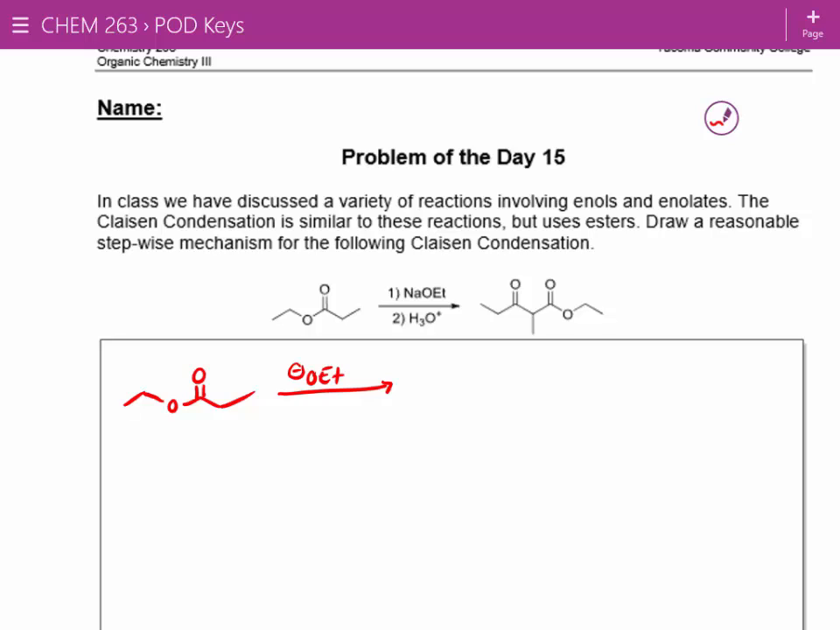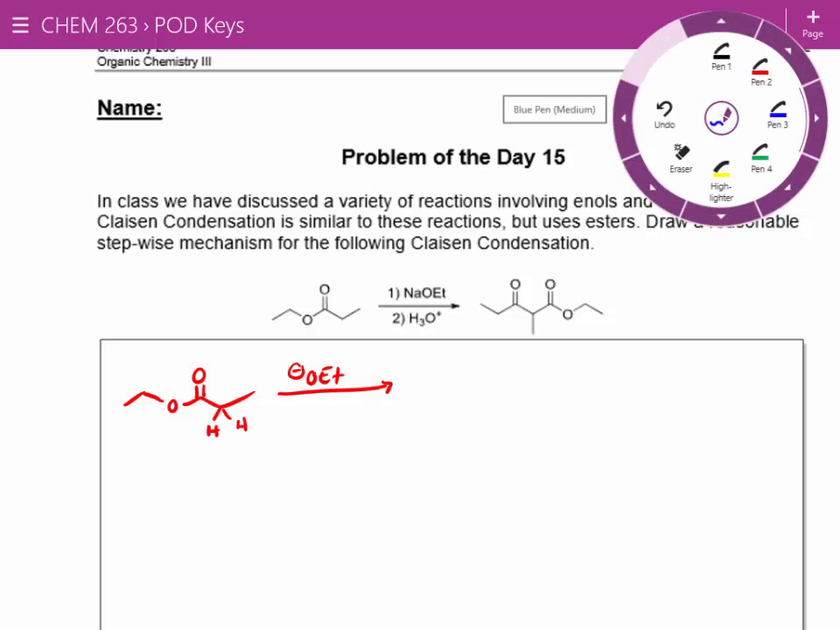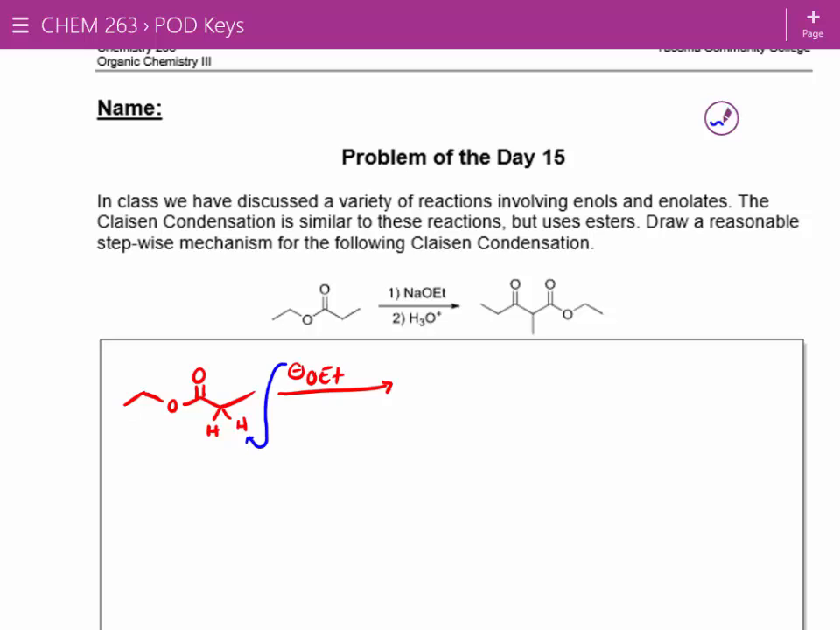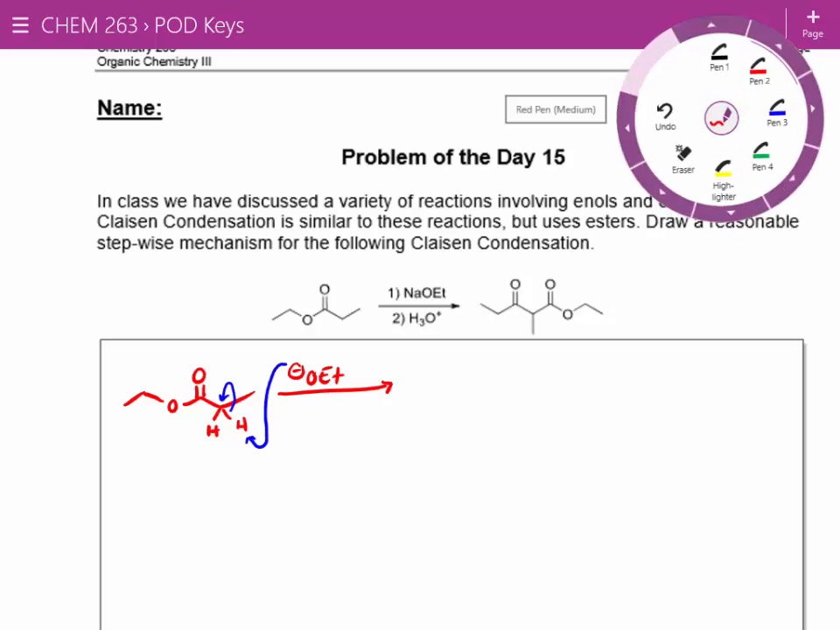Can this do nucleophilic acyl substitution? Yes, but does it matter? No, because it gives you the exact same product out. So we could have ethoxide come in, attack into your ester, and then kick off your alcohol, but you get to the same product, right? You wouldn't be changing anything. So in this case, the only useful thing it can do is act as a base, and it will grab an alpha proton and form your enolate.